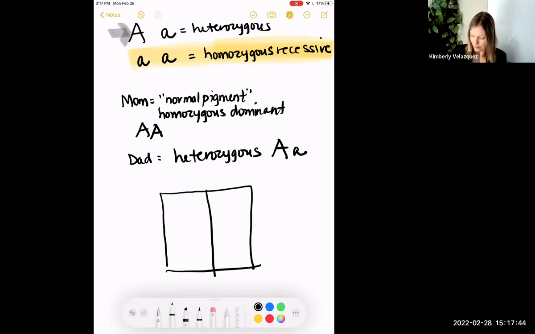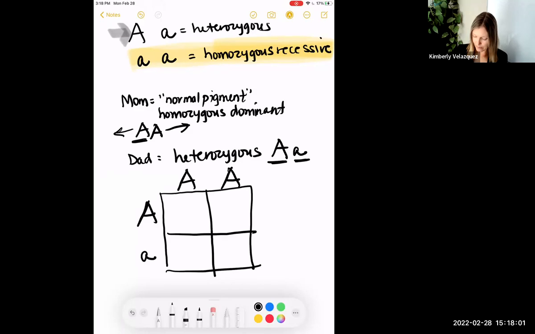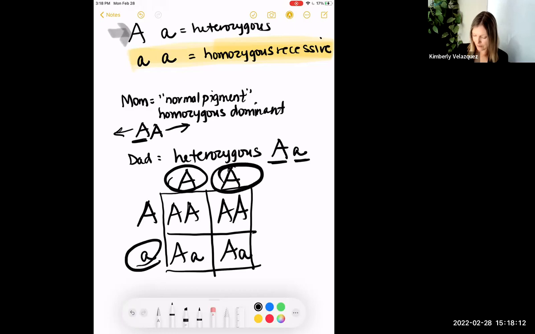We'll do mom's possible gametes on the top. Mom only has big A to give, so 50% of the eggs are going to get this big A and 50% are going to get this one. So big A, big A. Dad, 50% of the sperm get big A and 50% get the little a. So let's do our cross. Big A, big A, big A, big A, big A, little a, big A, little a.